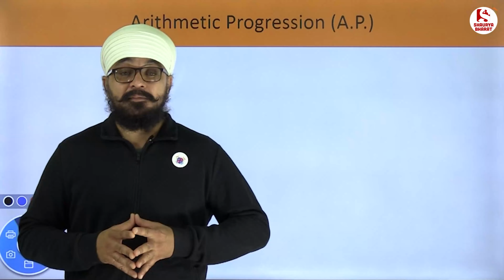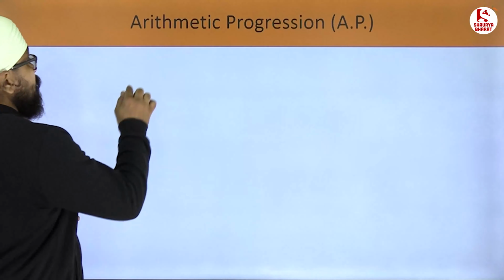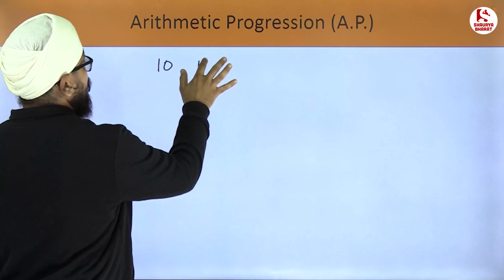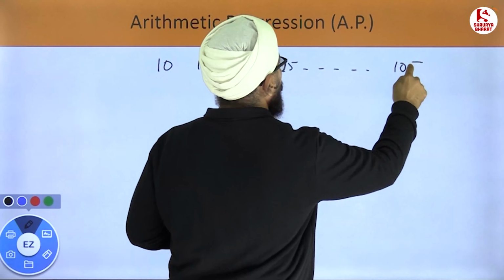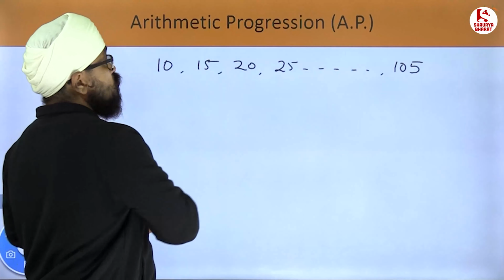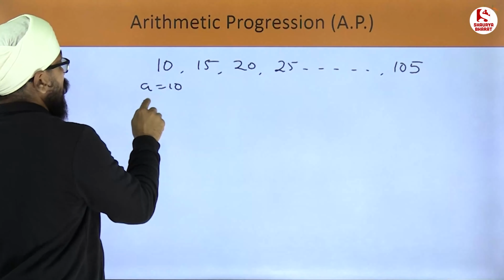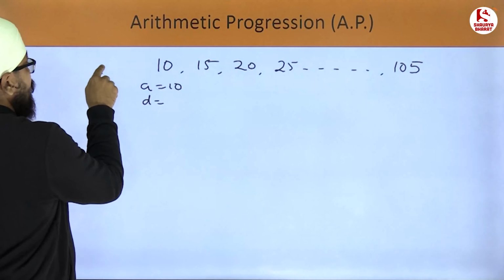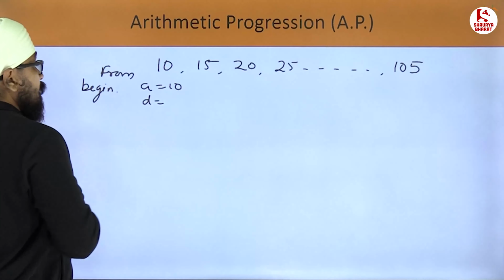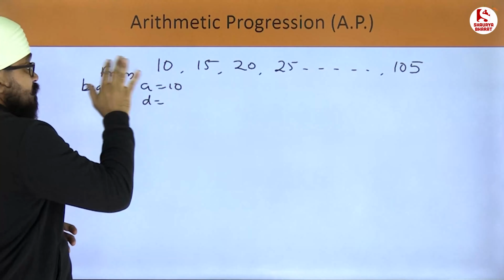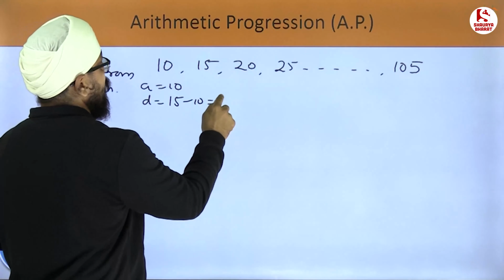Now, after understanding the pth term from the end, let me take one example so that we can understand it. I am taking a very simple arithmetic progression like 10, 15, 20, 25 and so on, up to 105. So, we have an arithmetic progression in front of you where the first term is 10. Here I am taking from the beginning. Clear? The first term is 10, and the common difference is 15 minus 10, which is equal to 5.